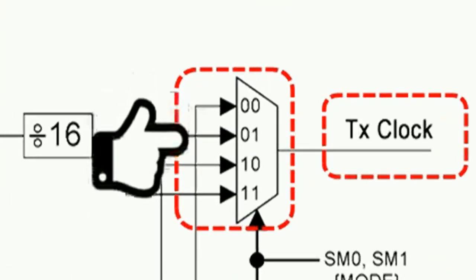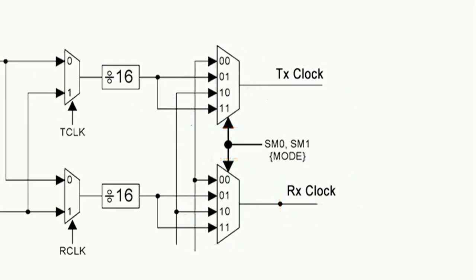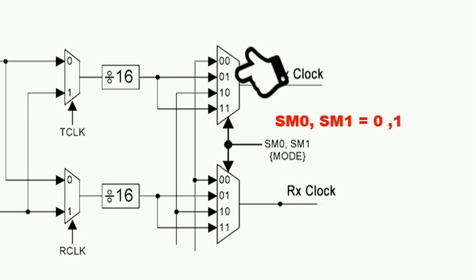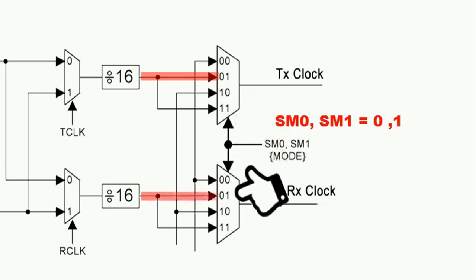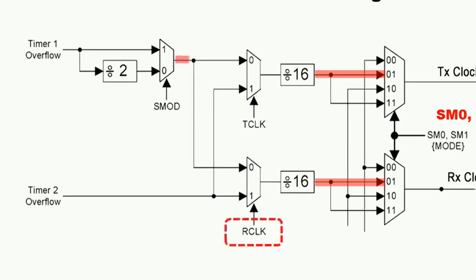The multiplexer has 4 inputs. The typical setting for SM0 and SM1 is 0 and 1. Therefore, this input is selected. The T clock selects either one of the clock path. It is the same for the R clock.